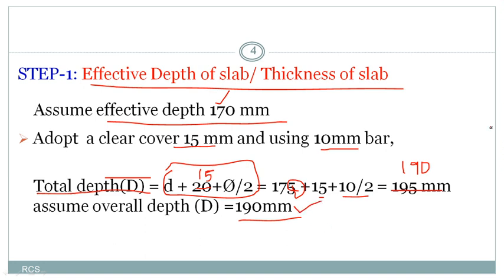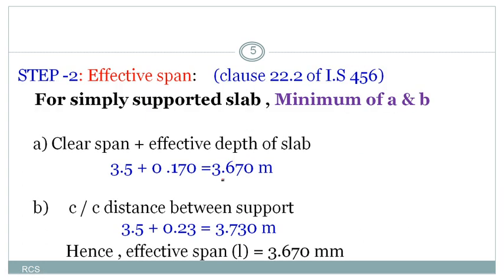So finally we assume the overall depth of the slab is 190 mm. From this step we got the effective depth as 170 mm and the overall depth as 190 mm. With this we can start our next step. So we have to calculate the effective span.